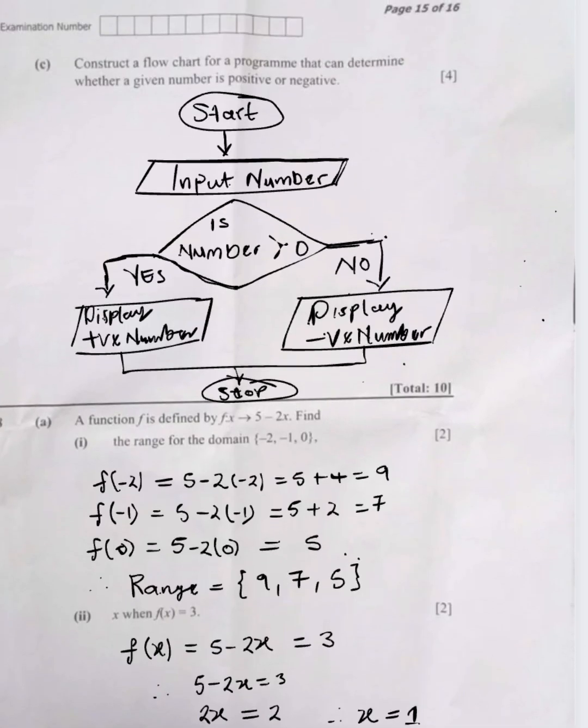The next question is about a flowchart. So we want to find a program that determine a number whether it is positive or negative. So the oval shape is a start. So we start, then we input the number, then we ask, is the number greater than 0? If yes, then we are going to display number positive. If no, then the number is negative. Then we end the program.